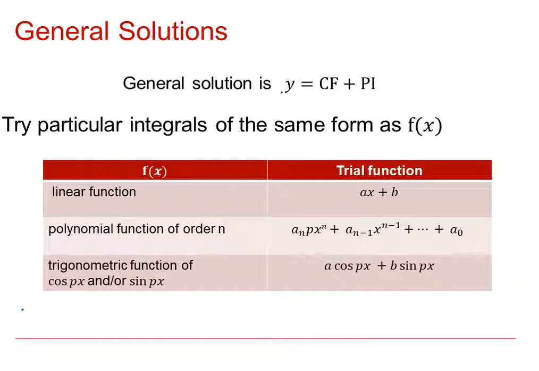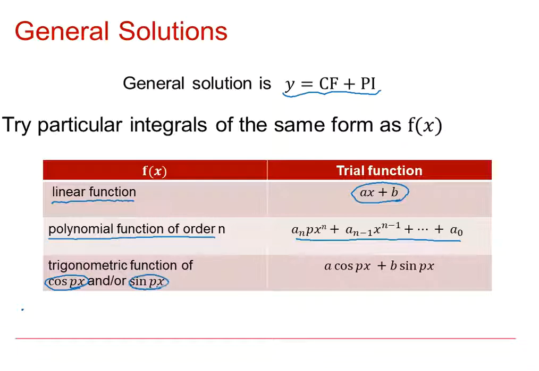So now we've seen that the general solution can be found by adding the complementary function to the particular integral. If the non-homogeneous side of the equation is linear, we need to try a linear function for the trial function for the particular integral. If the non-homogeneous side is a polynomial of order n, we need to try a general polynomial of order n. And in this video we've seen that if the non-homogeneous side contains a cos function and or separately a sine function, you must have a combination of the two in the trial function for your particular integral.